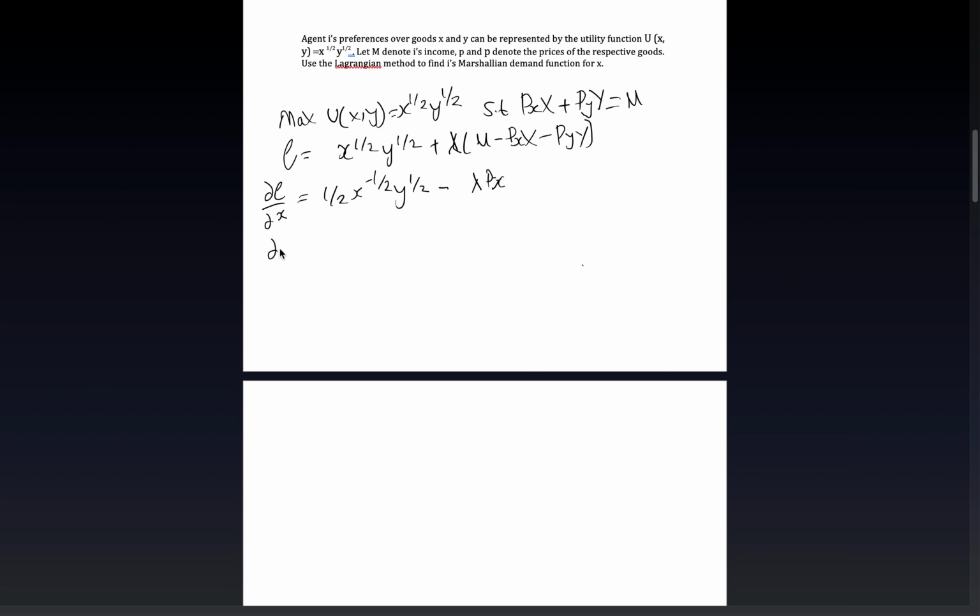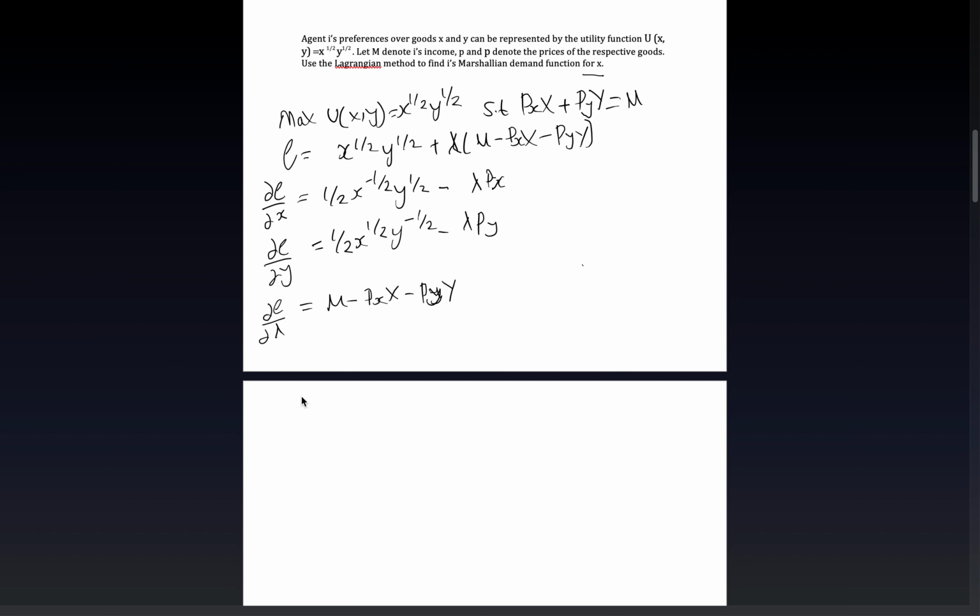Then we can do it with respect to y. We get half of x to the power of half, y to the negative half, minus the lambda of py. And finally, we can do it with respect to the lambda. So we can get just m minus px, x minus py, y. What we do now is we try and work out y so that we can eventually sub it in to calculate x, which is what we want to find.